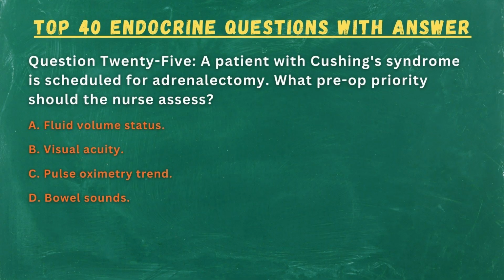Question 25. A patient with Cushing syndrome is scheduled for adrenalectomy. What pre-op priority should the nurse assess? A. Fluid volume status. B. Visual acuity. C. Pulse oximetry trend. D. Bowel sounds. Answer: A. Fluid volume status.